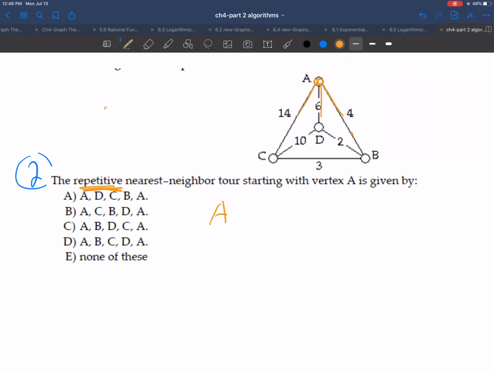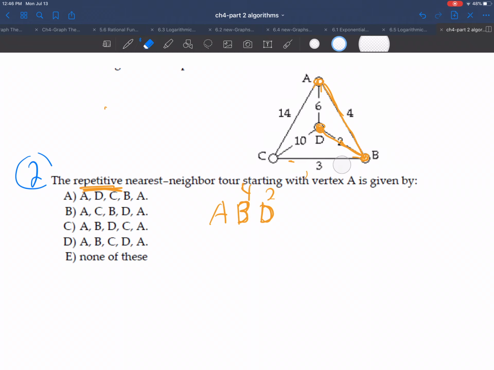14, 6, or 4. Which is lowest? The 4. Go to B. All right. Now, which is lowest? 2 or 3? 2 is lower. That's a mistake I just made. 2 is lower. Go to D, right? Go to D for 2.